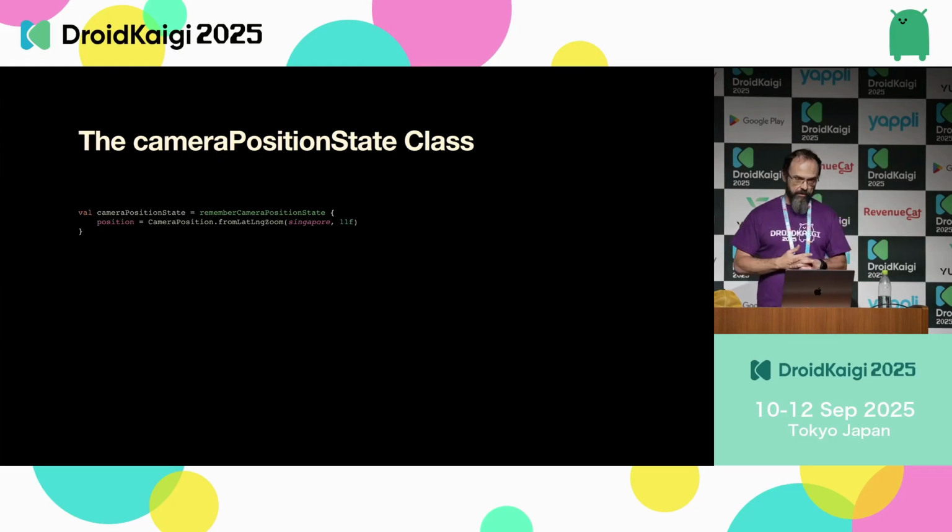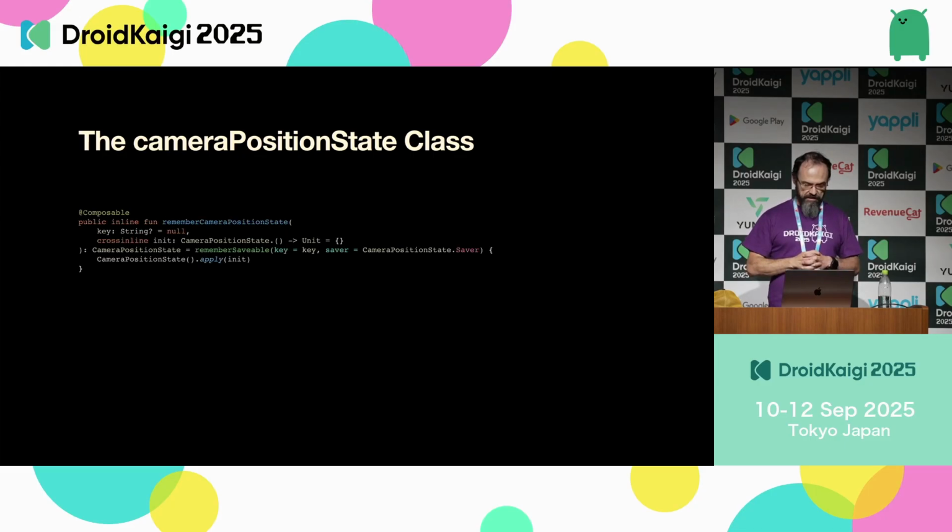A very basic example on Android Maps Compose. We can define our camera position state using this rememberCameraPositionState function. Inside, we will set the position, and this is part of the Google Maps library, from the LatLng zoom, specifying Singapore, a location that we have, and 11f as the zoom. Please note that I'm using this remember. The remember pattern is very important in Compose. What does the implementation of this rememberCameraPositionState look like?